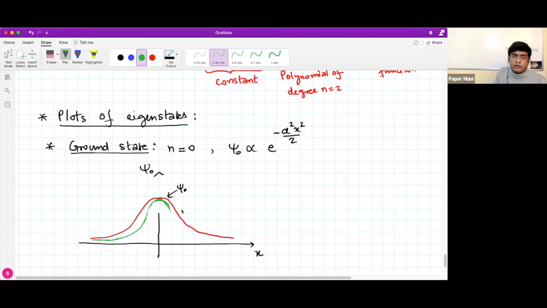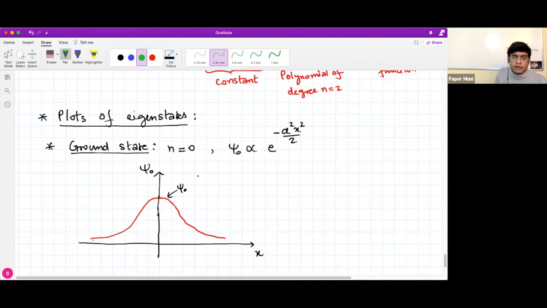All right. Then it will follow this. Oops. All right, let me draw it again. If anybody is getting any other graph, let me know. So this is a graph for psi naught.